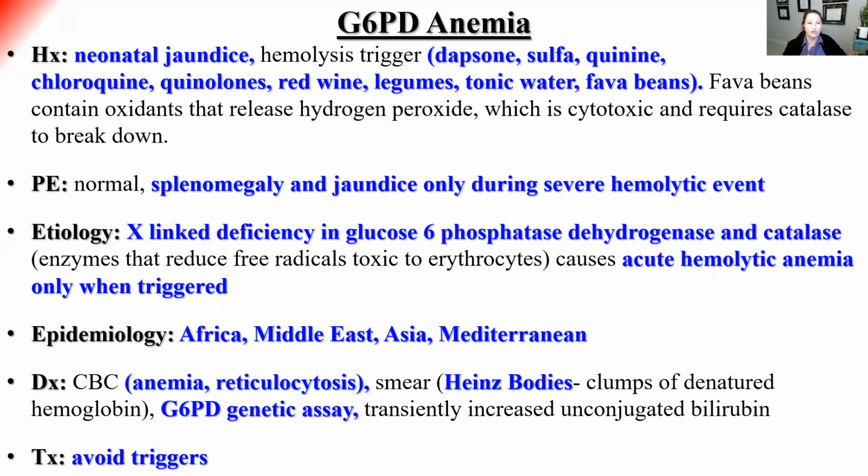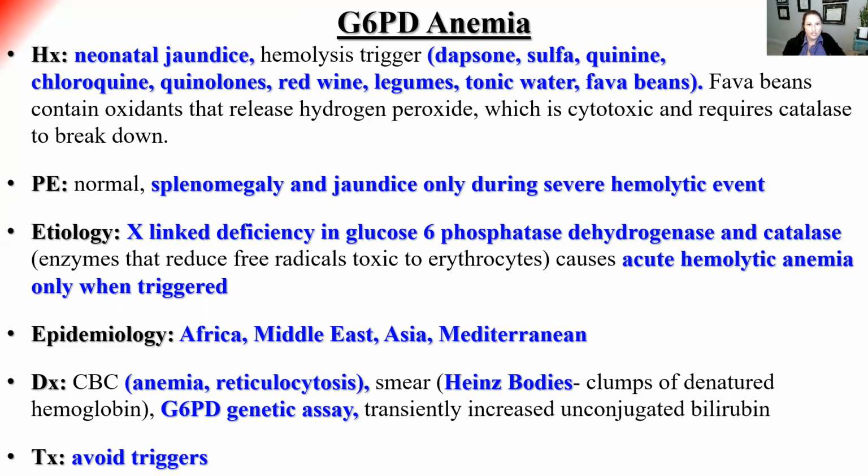So look for dapsone, sulfa, quinine, chloroquine, quinolones, red wine, legumes, tonic water has quinine in it, and fava beans. Fava beans are very particular to Mediterranean diets. They have oxidants in them that release hydrogen peroxide. Hydrogen peroxide is cytotoxic and requires catalase to break it down. Well, we don't have any catalase in G6PD anemia, so that's how fava beans can trigger this. So very specific triggers in these questions.